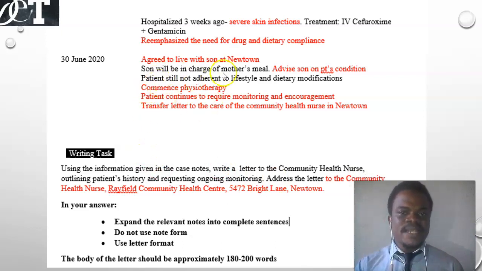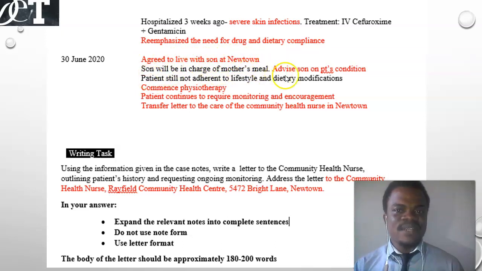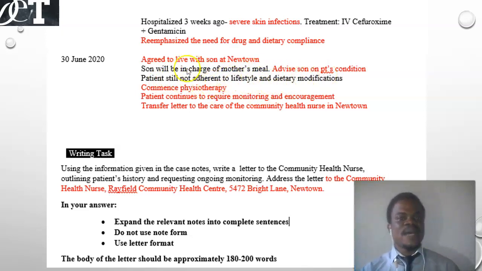So add all this. Today now, the patient came. The patient decided to move in with the son. That's why we are adding this. Son will be in charge of mother's meals and all that. So all this information is still about not being adherent to lifestyle. We've flogged this issue over and over. That's why I'm not adding it here.